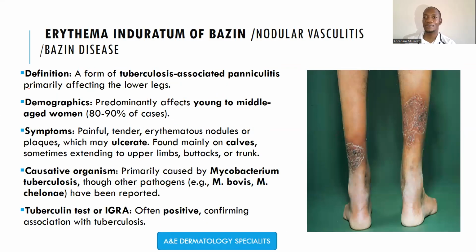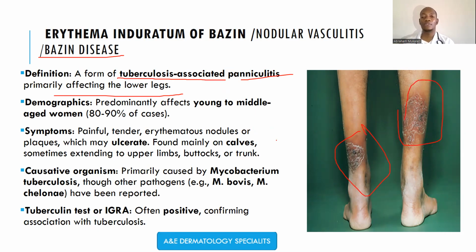So then we have the next reaction that we call erythema induratum of Bazin's disease, or simply called nodular vasculitis. In this case, someone has TB, then they end up with a reaction that affects the fat tissue, or the panniculus, and also affects the blood vessels in that area. It is a form of tuberculosis-associated panniculitis, which is just inflammation of the fat tissue and primarily affects the lower limbs. That's why you see it in this picture, in these areas here. It is usually symmetrical and typical.